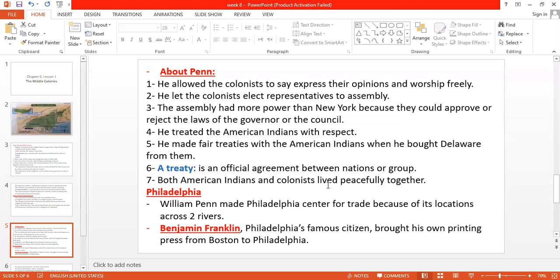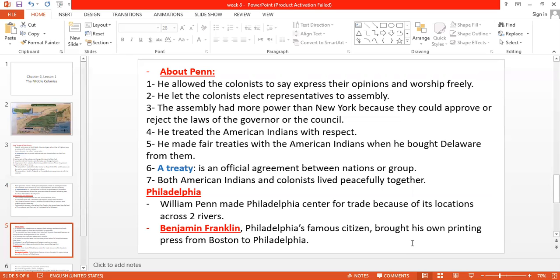Okay, now let's move to Philadelphia. Philadelphia, guys, William Penn made Philadelphia a center for trading, because Philadelphia was located along two rivers. And here in Philadelphia, Benjamin Franklin. Franklin is a famous citizen who lived in Philadelphia. What did he do? Why is this guy very important and very famous?